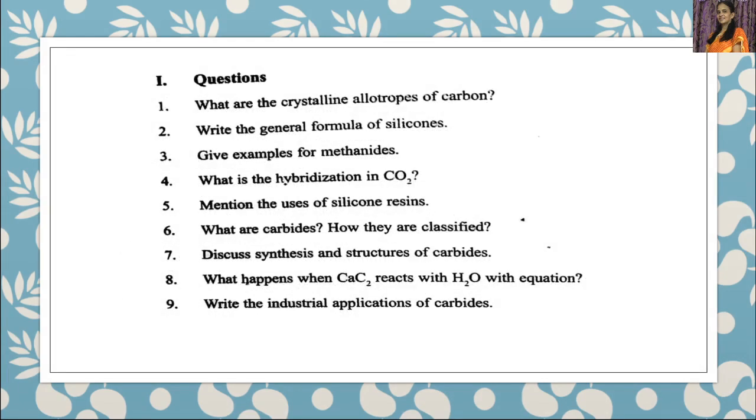Now let's discuss a few questions related to silicones. First one, what are the crystalline allotropes of carbon? These are questions related to group 14 elements, not only silicones, but all the group 14 elements. Carbon has three crystalline allotropes. We have already discussed in the previous session that they are diamond, graphite, and fullerenes.